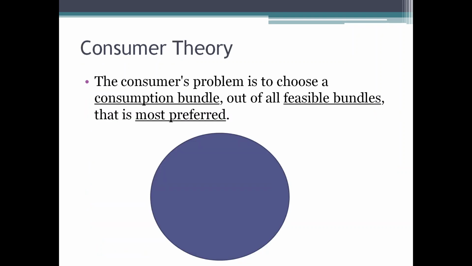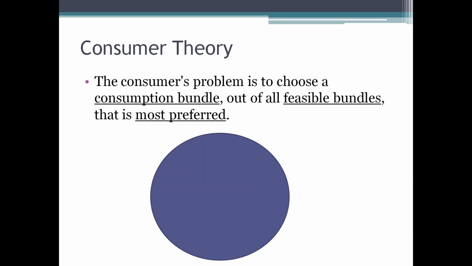Okay, what is the consumer theory? Consumer theory is based on one thing, defining the consumer problem. What is a consumer problem? When I go to the market to buy something, what's my problem? My problem is simply to choose a consumption bundle out of all feasible bundles that is most preferred. So as you can see, there are three main underlying concepts: consumption bundle, feasible bundles, and most preferred.